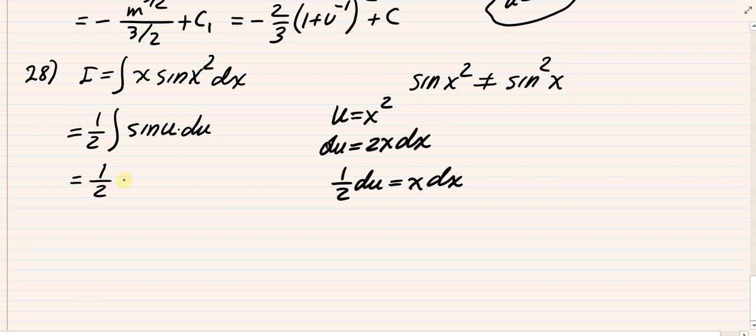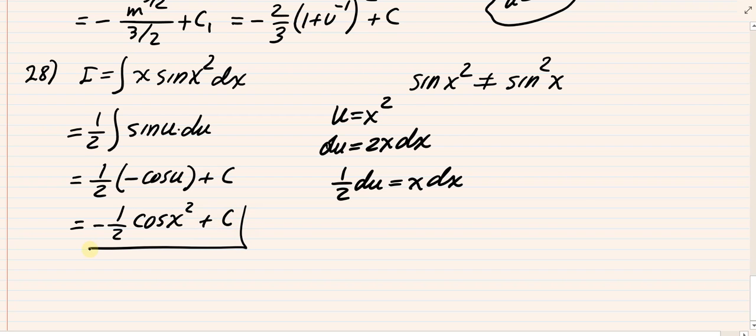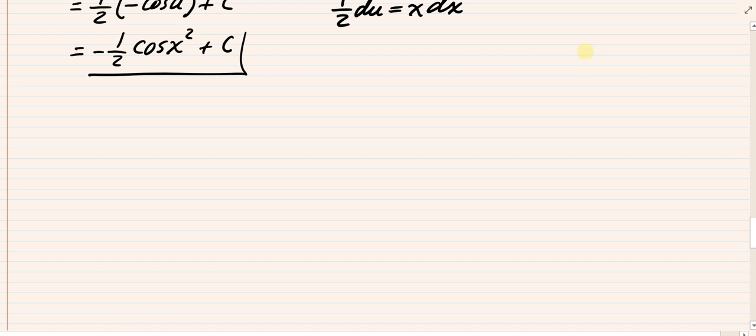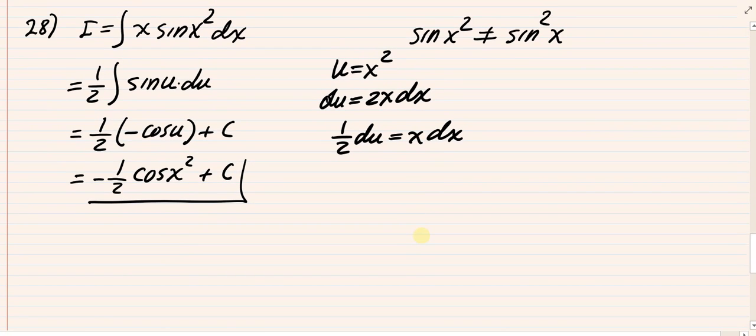The integral of sine is going to be negative cosine plus some constant, and that's going to be negative 1/2 the cosine of u, and u is x squared plus a constant. And there we have it, number 28. Okay, pretty, again, straightforward.